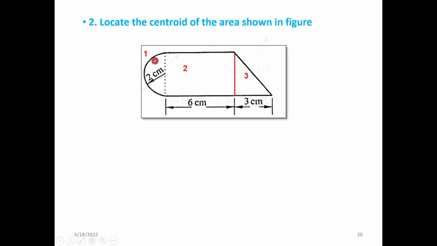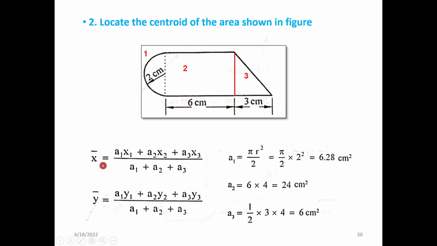So in this figure it is shown divided into 1, 2, and 3. Coming to the x bar, we know the equation: a1 x1 plus a2 x2 plus a3 x3 divided by a1 plus a2 plus a3. It's very easy to remember. X bar means x1 x2 x3, then a1 a2 a3 is common for both x bar and y bar.